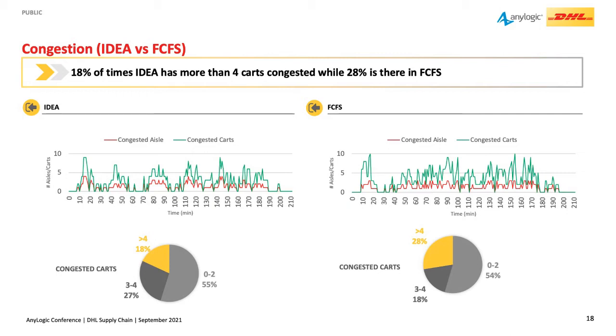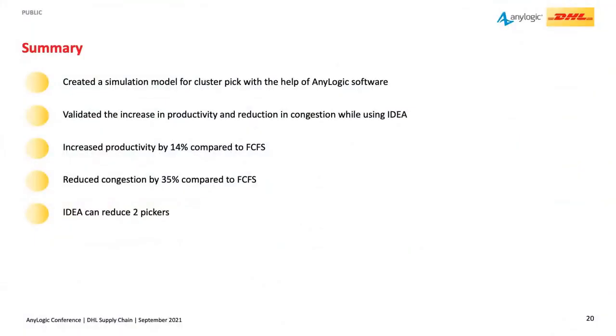The bottom pie chart is another way of looking at the congested carts. So in IDEA, the yellow colored area in pie chart is telling that 18% of time there are more than 4 carts that are congested in the aisles. And in case of FCFS, there are 28% of times more than 4 carts that are congested in aisles. So here IDEA is giving better result in terms of congestion as well. Can you move to the next slide?